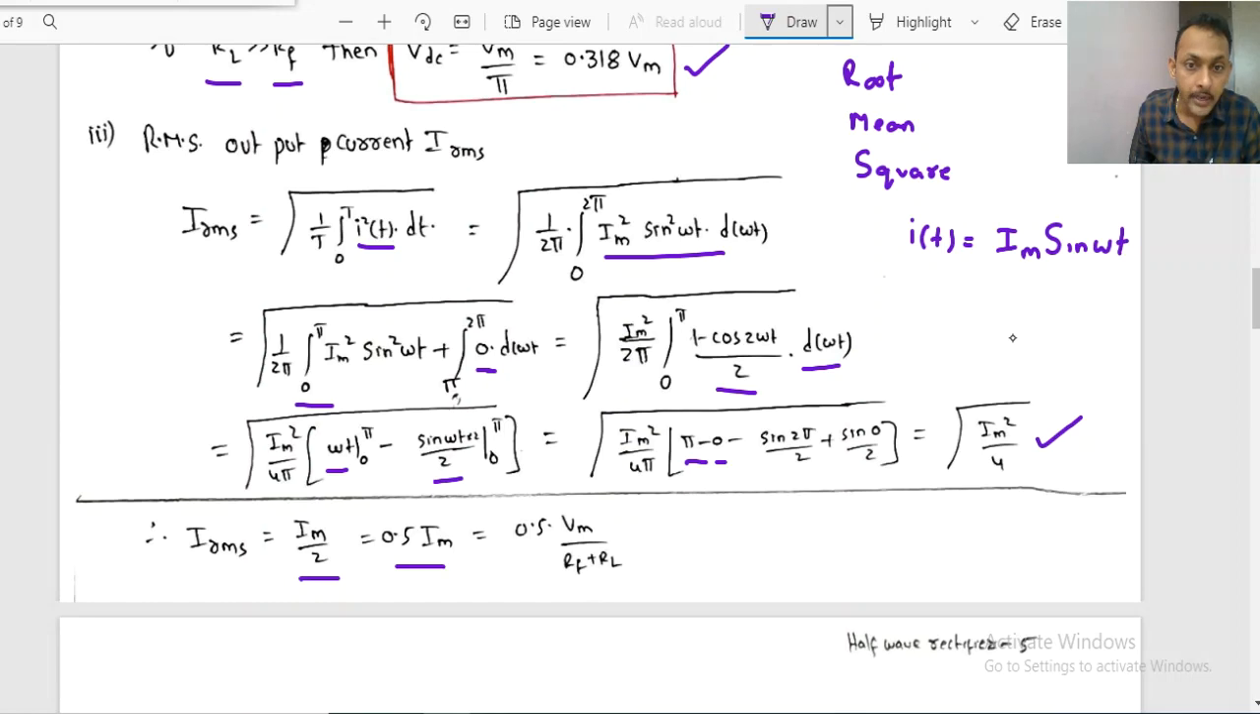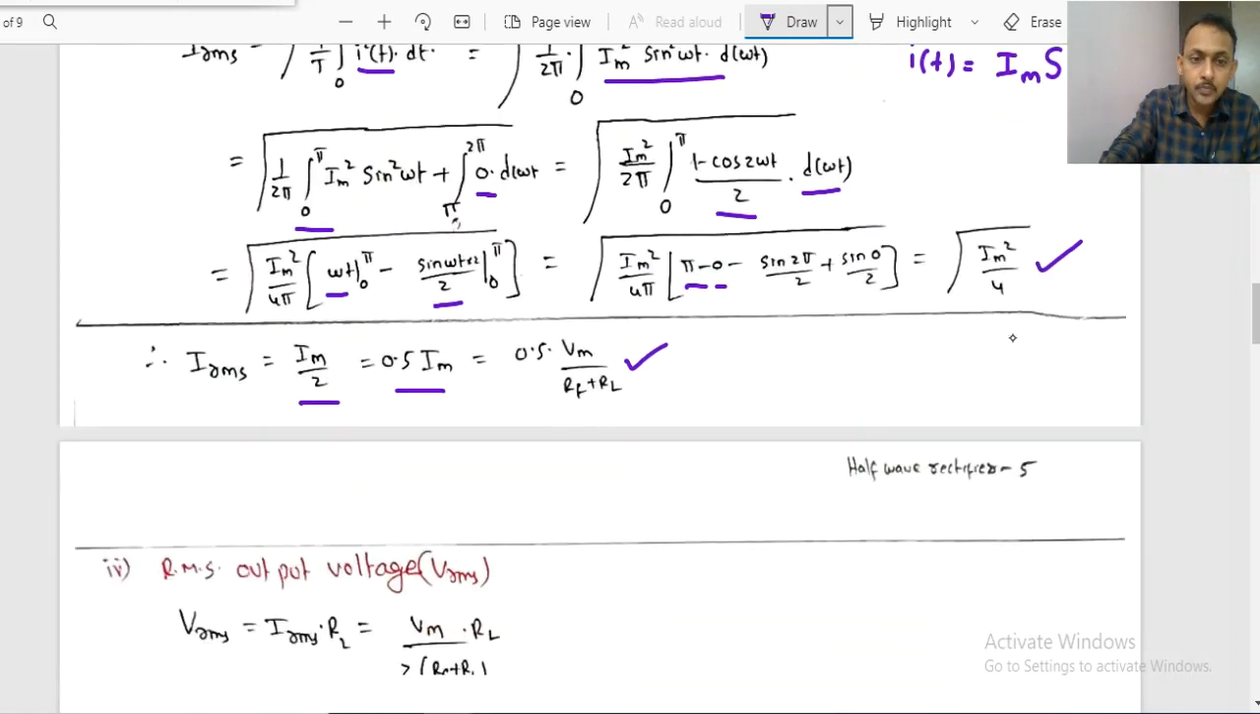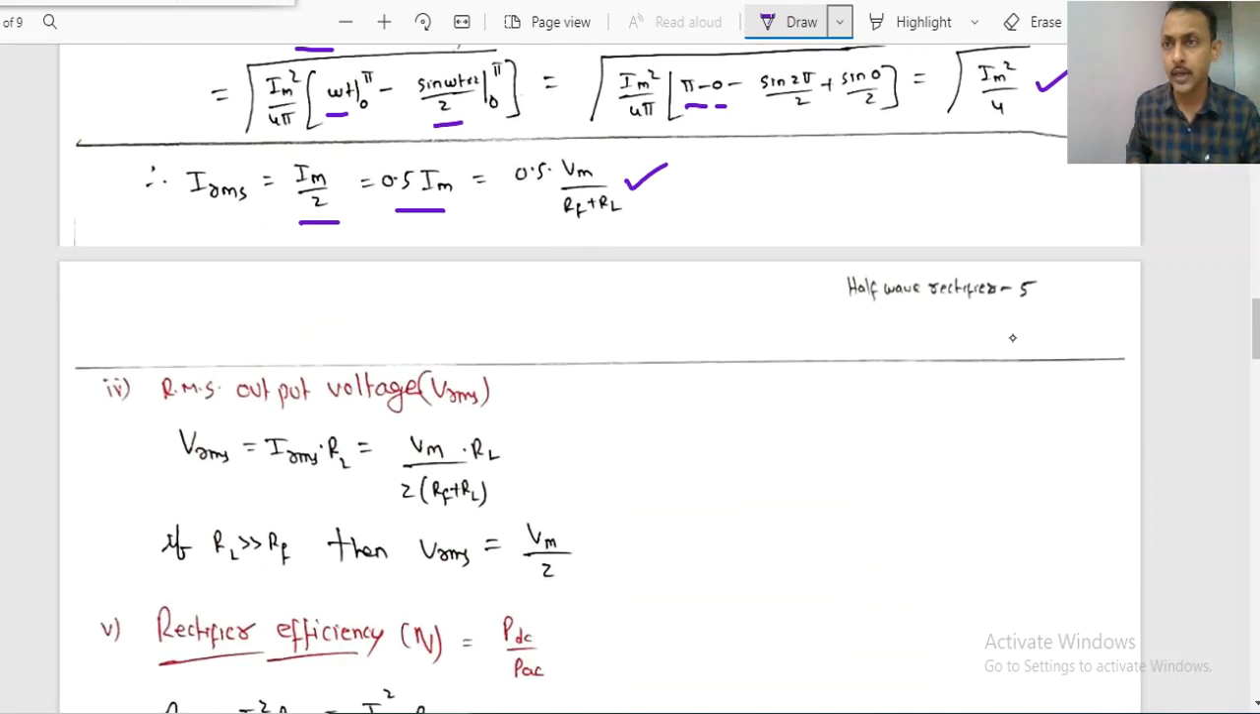Clear? But what about Im? Vm divided by (Rf plus RL). Again, if the load resistance is very high compared to the forward resistance, we can neglect the value of Rf. Now what about the RMS value of the output voltage? Once we know the current, it is the RMS current times the load resistance RL.